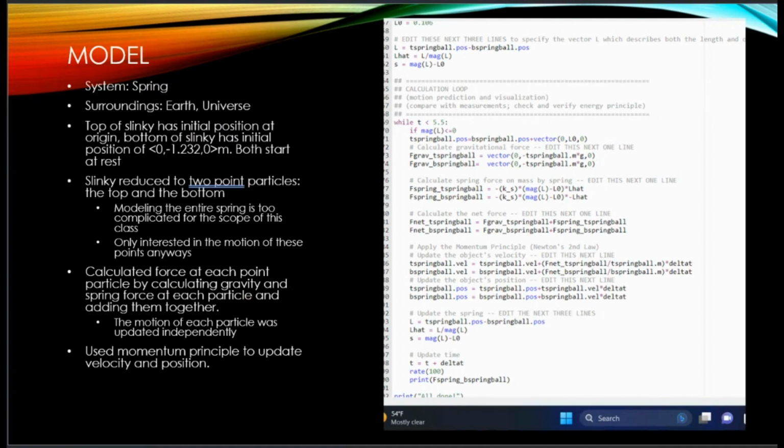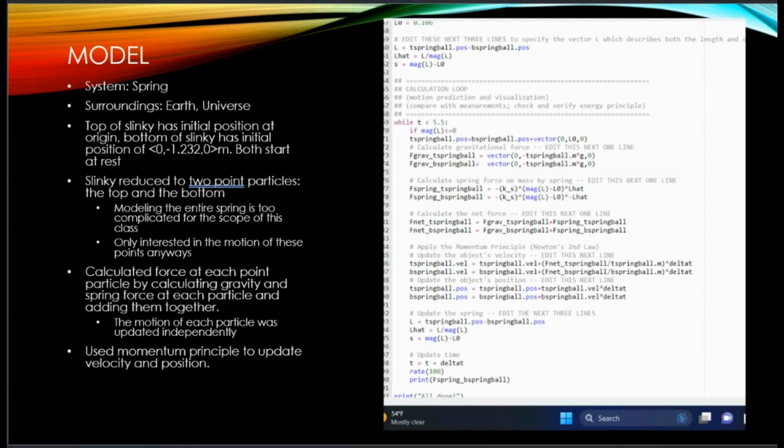The slinky was reduced to 2 point particles, the top and the bottom. Modeling the entire spring is too hard for the scope of this class, so this simplification was made to make everything easier. We are only interested in the motion of these particles anyways, and it's similar to analyzing the forces in an extended system at the point of application.